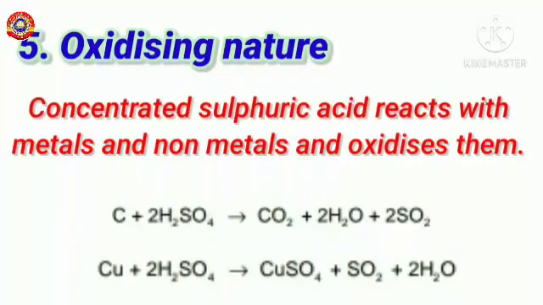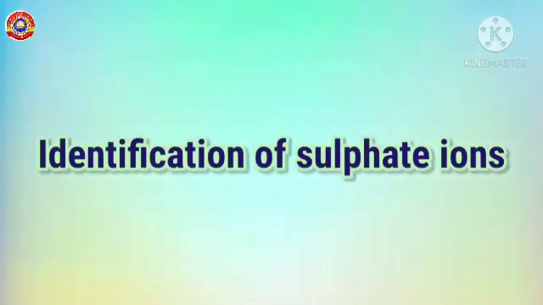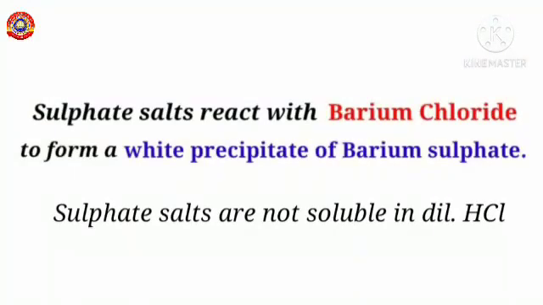Oxidizing nature: concentrated sulfuric acid oxidizes both metals and nonmetals. And at last, identification of sulphate salt. Sulphate salt is identified by a reagent called barium chloride. When barium chloride is added to the sulphate salt solution, it forms a white precipitate of barium sulphate. If the barium sulphate is not soluble in dilute hydrochloric acid, then the salt will be a sulphate.